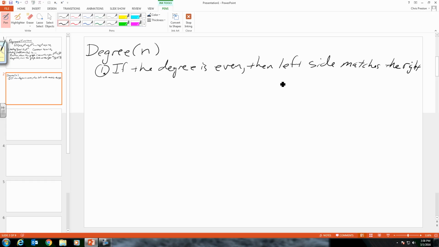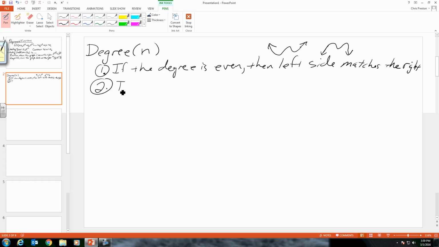And what I mean by that is if the graph is going up on the right-hand side, then it's got to also be going up on the left-hand side. Likewise, if it's going down on the right-hand side, it's also going to be going down on the left-hand side. So that's what I mean by it has to match. So if I see a graph that looks kind of like this, I know the highest power has to be an even number, x to the 4th, x to the 6th, x to the 8th, something like that.